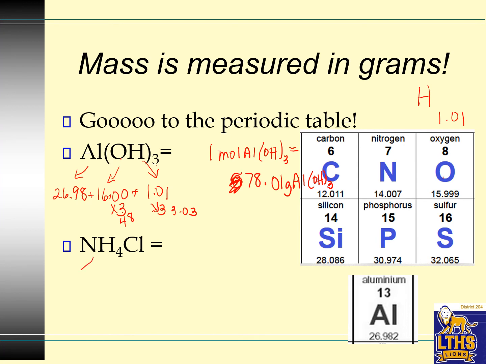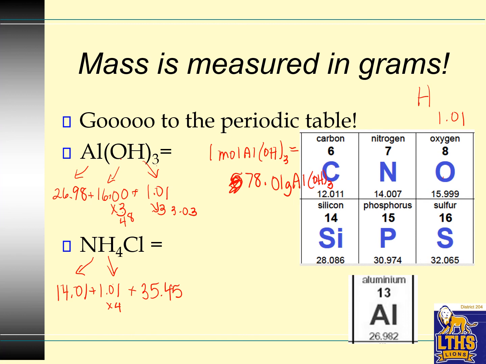For this one, you get 14.01 for nitrogen, 1.01 for hydrogen, but there are 4 of them, so you have to multiply by 4, and then chlorine is 35.45, which isn't on here, but it's on the periodic table.